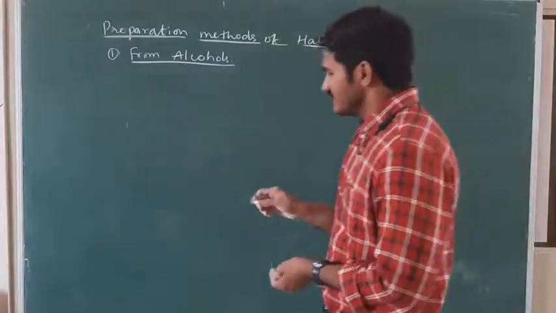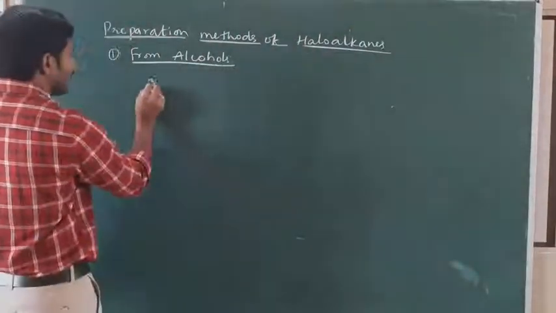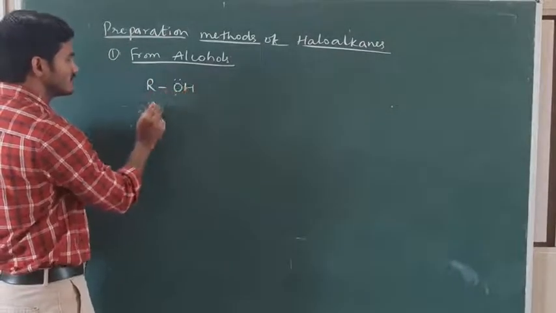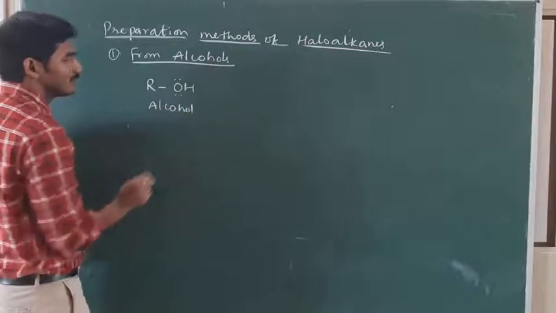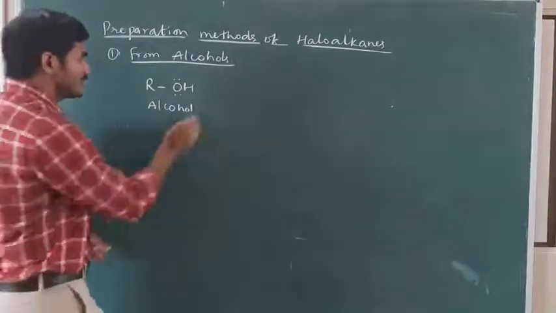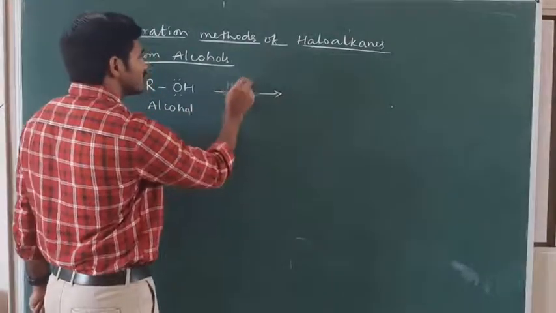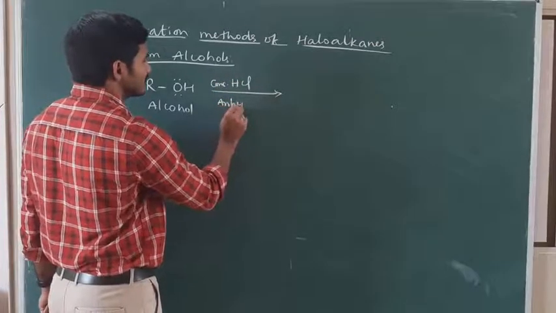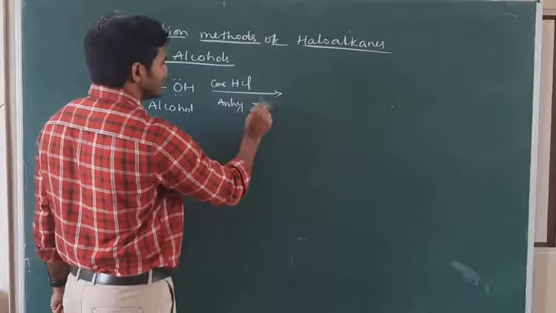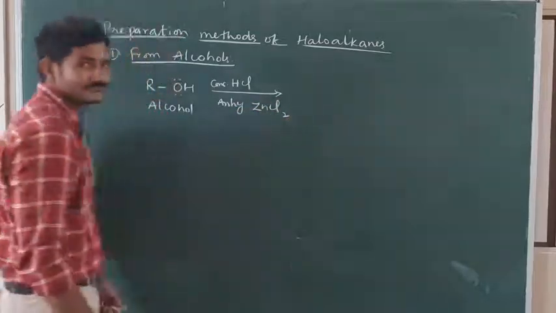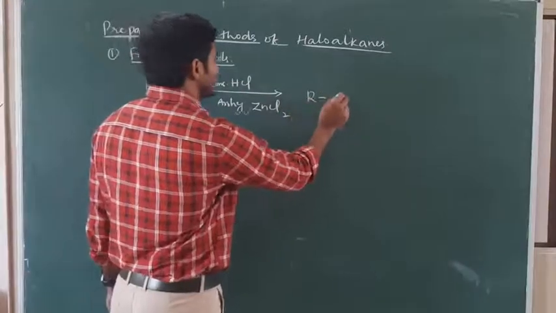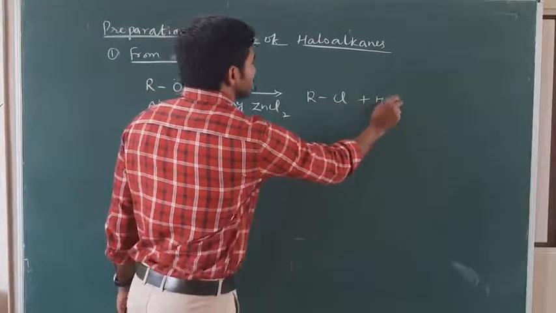From alcohols, if I take alcohol, the general formula is ROH. This is alcohol. When I add the reagents concentrated HCl and anhydrous ZnCl2, it can form the product RCl plus H2O. This is the basic reaction.